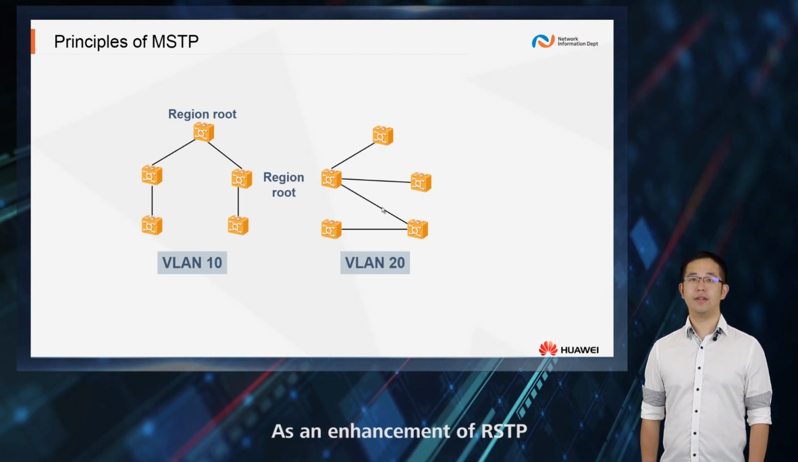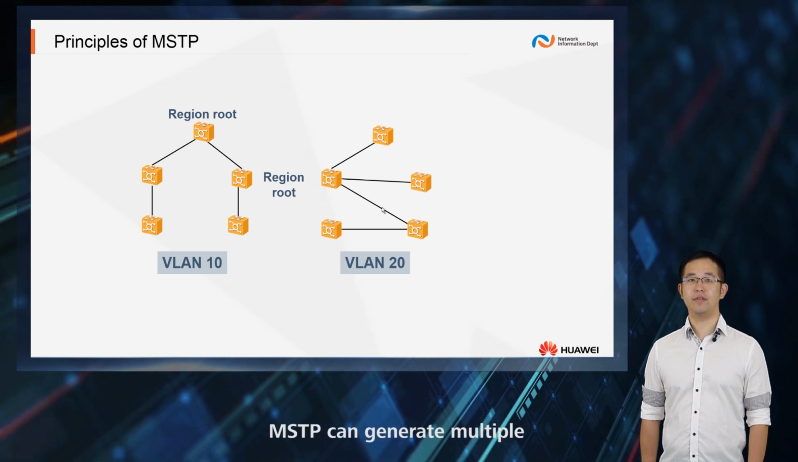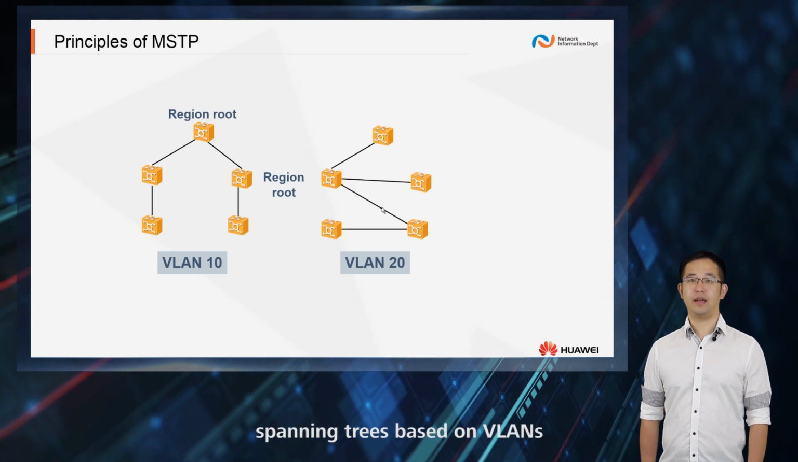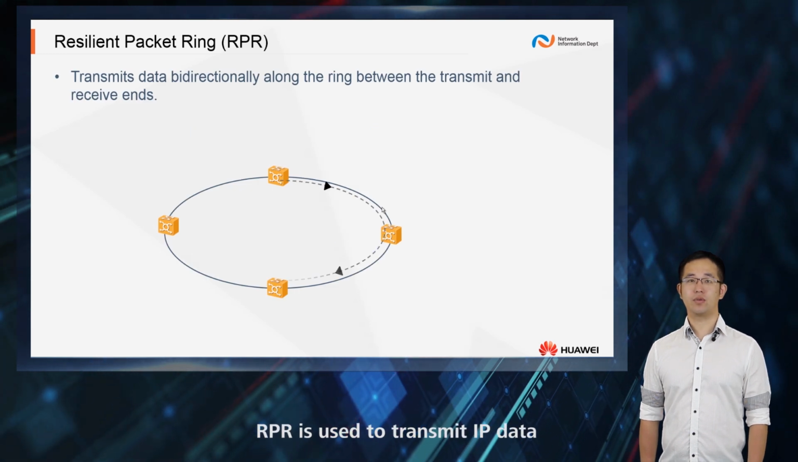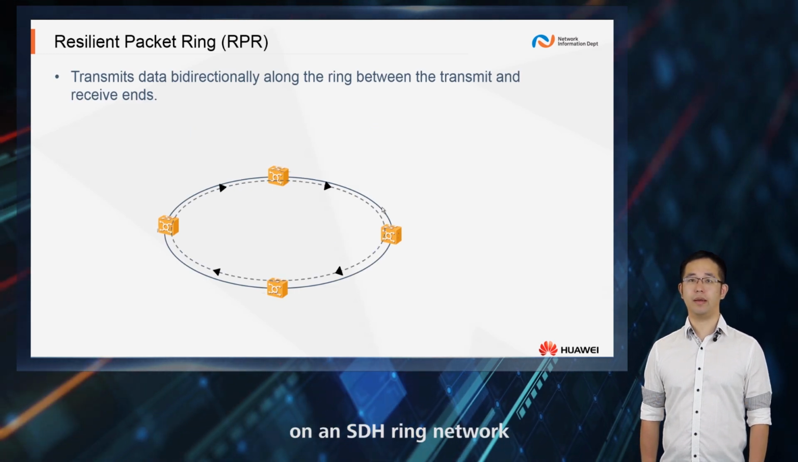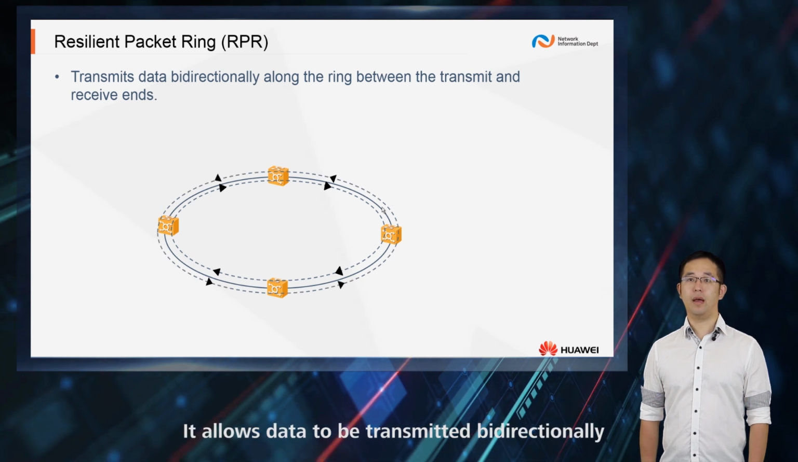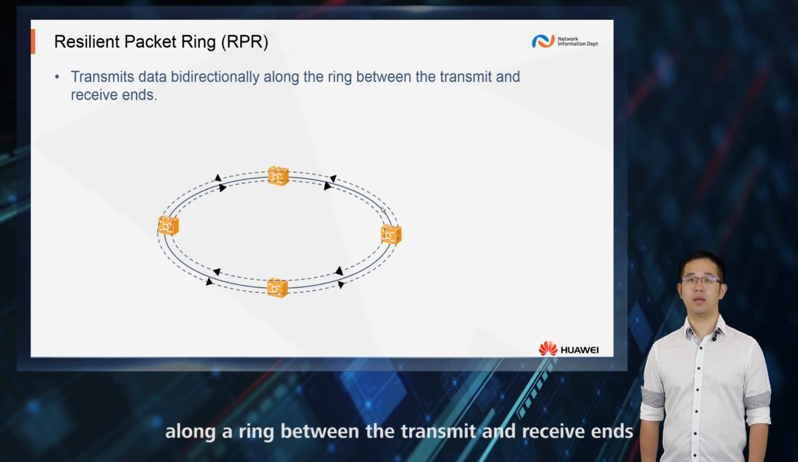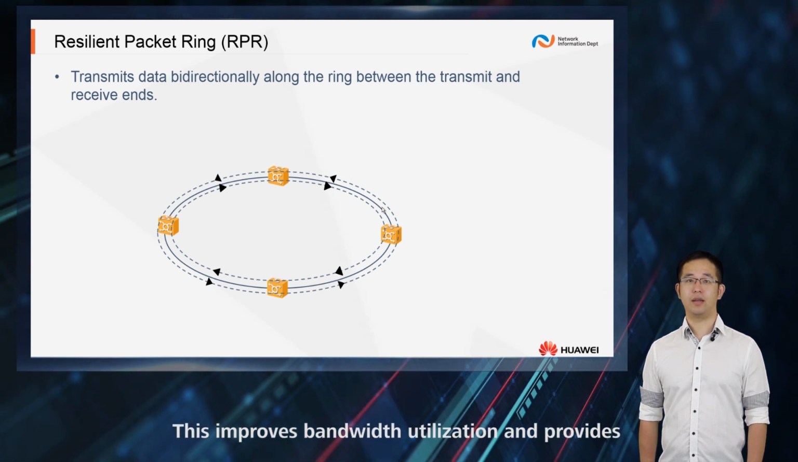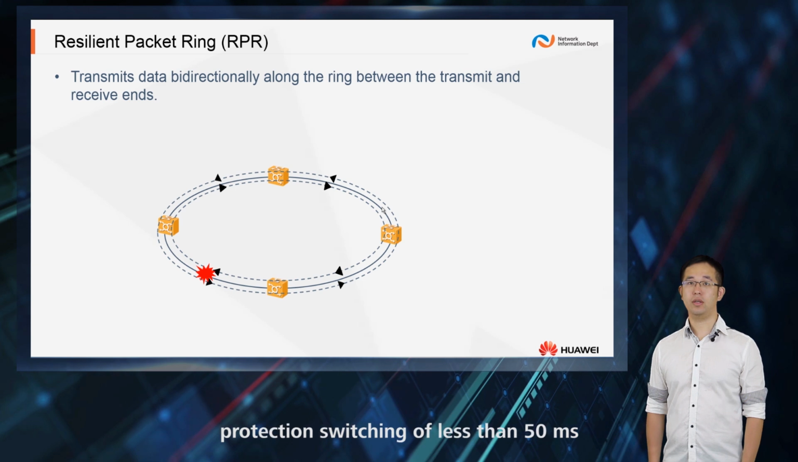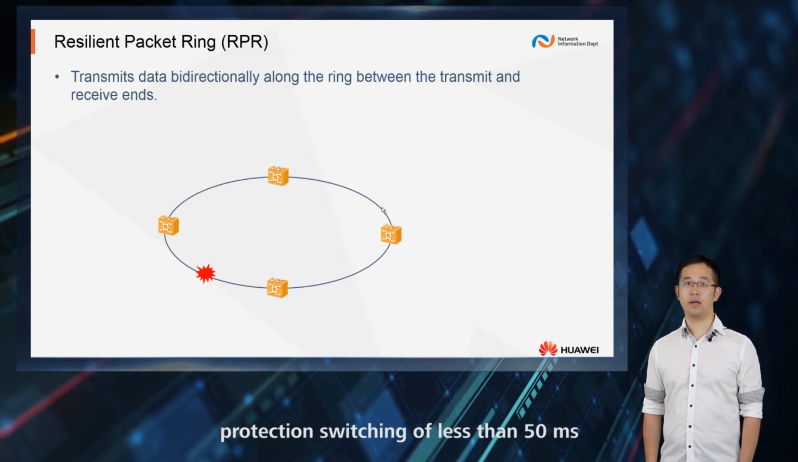As an enhancement of RSTP, MSTP can generate multiple spanning trees based on VLANs. RPR is used to transmit IP data on an SDH ring network. It allows data to be transmitted bidirectionally along a ring between the transmit and receive ends. This improves bandwidth utilization and provides protection switching of less than 50 milliseconds.